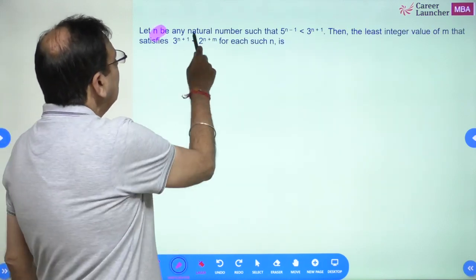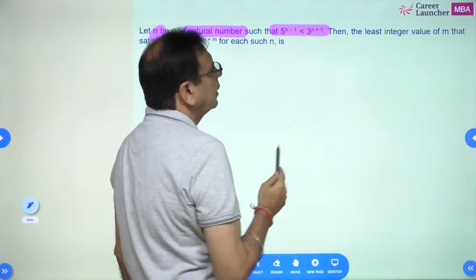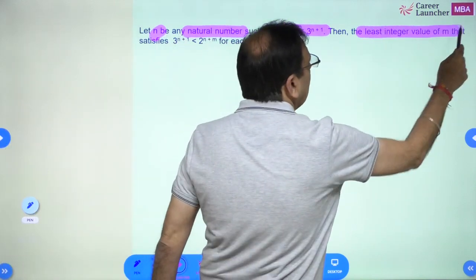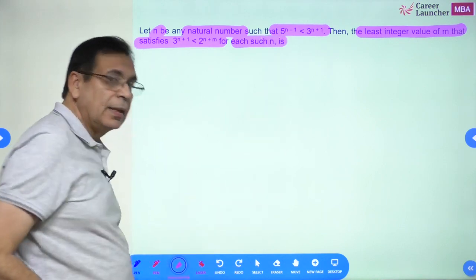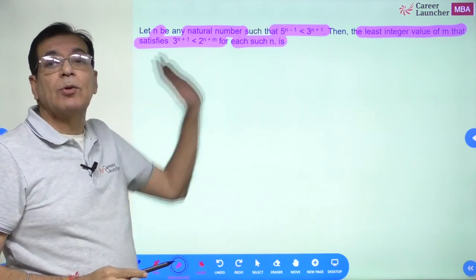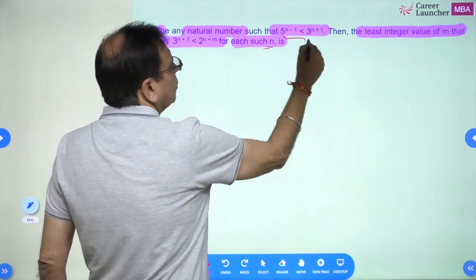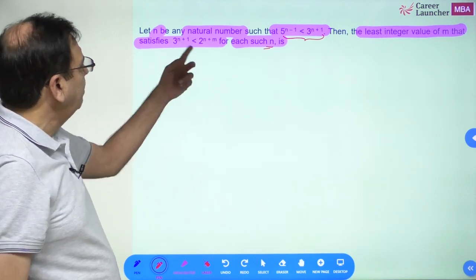Let n be any natural number such that 5 to power n minus 1 is less than 3 to power n plus 1, then the least integer value of m that satisfies for all such n. That means there are multiple values of n which will satisfy this expression. Okay, so we want the smallest value of m.